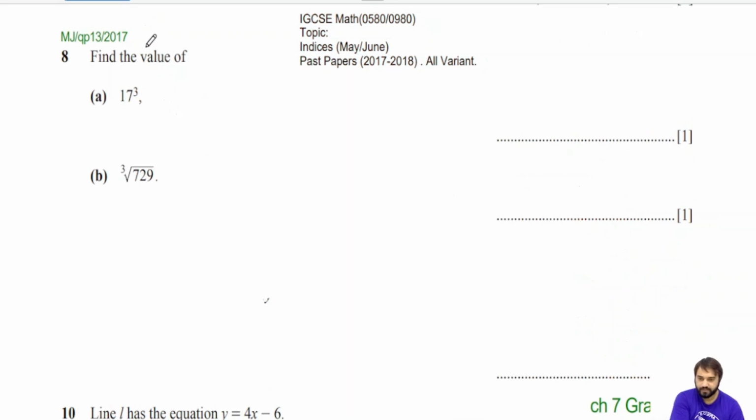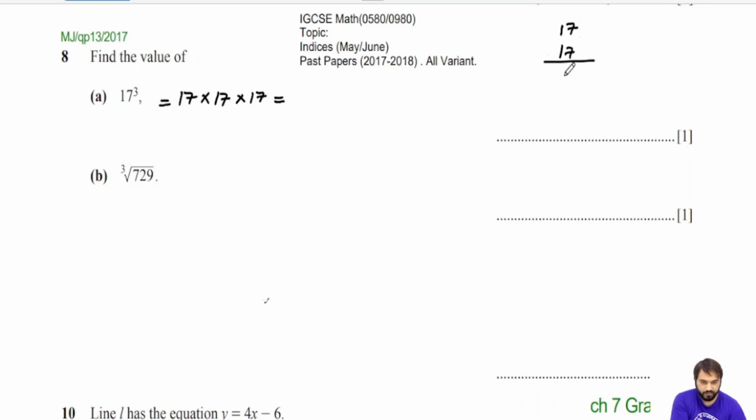Next question is 8 that appeared in again 2017. Question paper was 1 and the variant was 3. Find the value of 17 cube. How can you do that? We just need to write 17 three times, like this, and we need to solve it. First we are going to multiply 17 by 17.